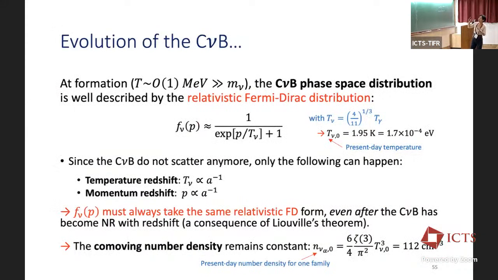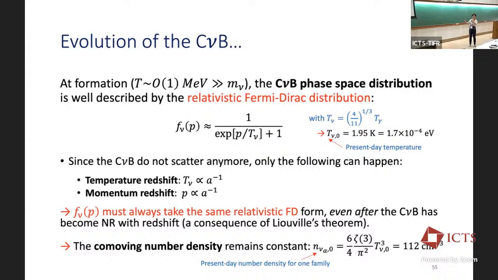Now, just a word about the phase-space distribution of the neutrinos. As I mentioned earlier, when you produce the neutrino background, the phase-space distribution is essentially a relativistic Fermi-Dirac distribution, right? Because the neutrinos are ultra-relativistic. So you have this p divided by T nu, etc. Now, because the C nu B is decoupled already, it does not scatter anymore. The only thing that can happen after decoupling are the following. The temperature can redshift like a to the minus 1.